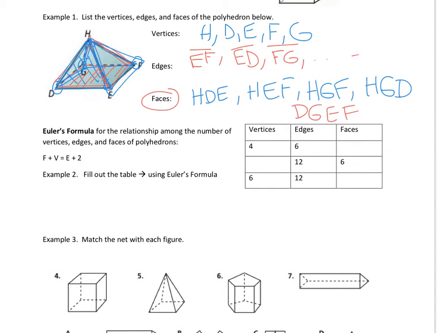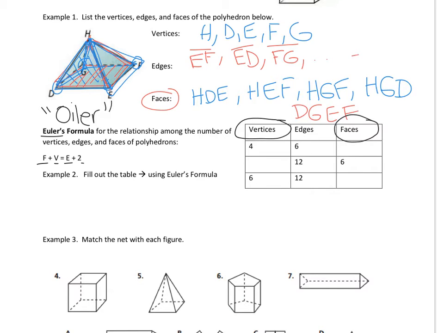Euler, so even though this looks like Euler, it's pronounced Euler. Euler's formula for the relationship among the number of vertices, edges, and faces is: the faces plus the vertices equals the edges plus 2. So F plus V, so vertices plus faces, has to equal edges plus 2.